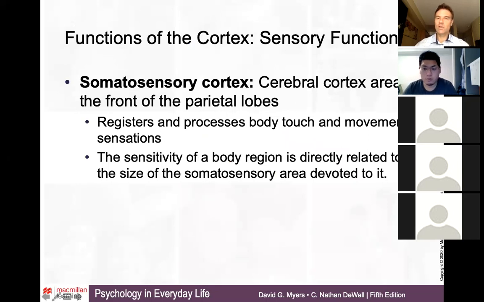So again, the somatosensory cortex processes body touch and movement sensations, sensitive to body regions, directly related to size. I have already mentioned that. So the more cortical size is devoted to a sensory region or motor region, that means that body part is used for various, complex functions.